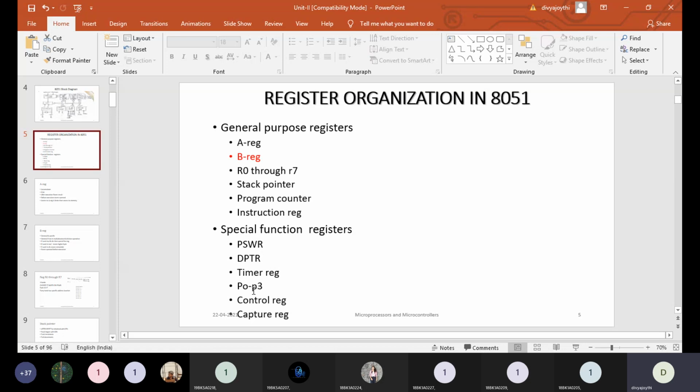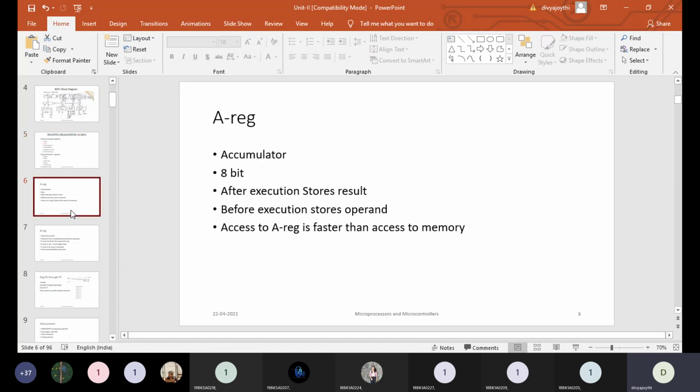Now we'll see the general purpose registers. So now move on to the A register. A register, as I told you, is also called the accumulator, and it is an 8-bit register only. So what is the functioning of an accumulator, whether in the 8086 microprocessor or in the 8051 microcontroller? The operation or working of the accumulator is that it stores the result.